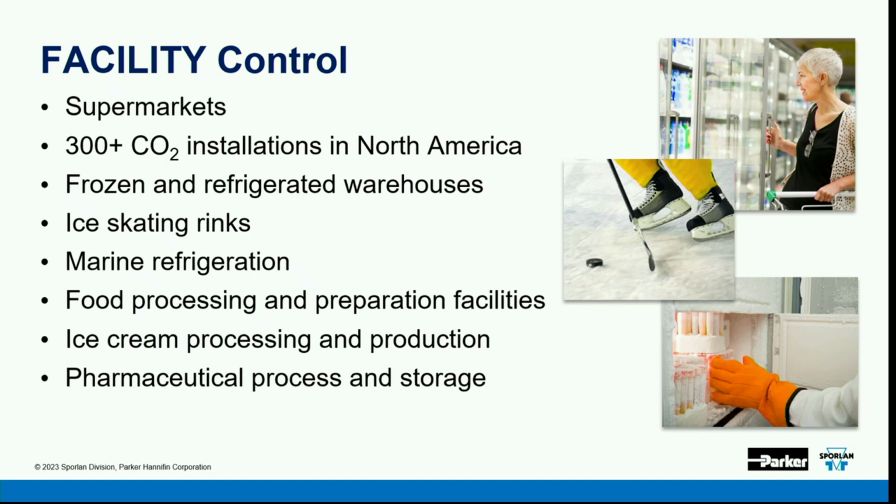So what do we do? Facility control. Supermarkets is our main sandbox. We have well over 300 CO2 installations in North America, probably more than that now. We do frozen refrigerated warehouses, ice skating rinks, marine refrigeration, food processing and prep facilities, ice cream and dairy plants, pharmaceutical process and storage, even Maersk and Sealand refrigeration systems for ships at sea. We've done that too.